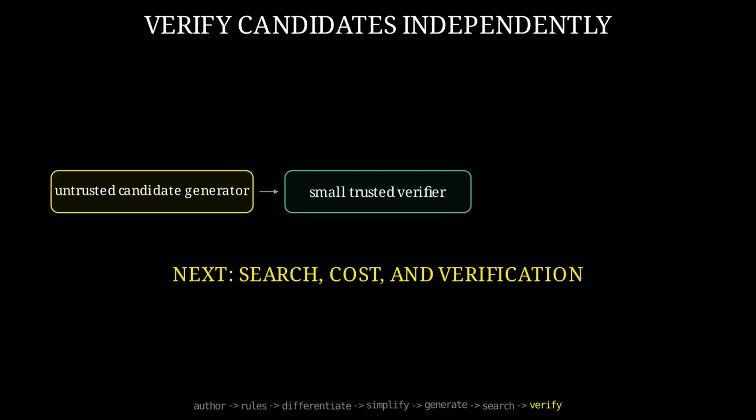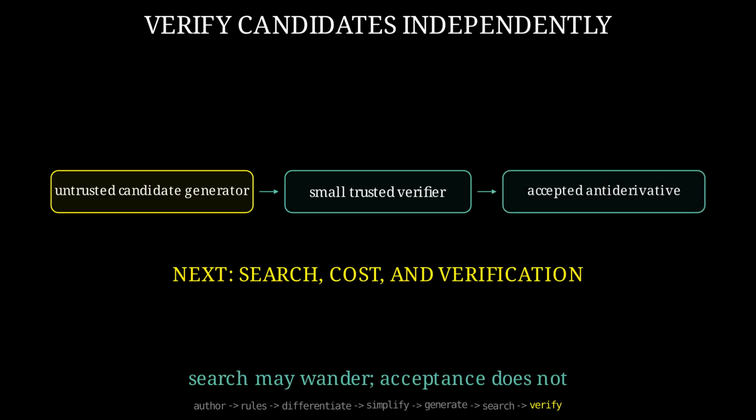Next, we reverse selected rules. Expose all the alternatives they create, assign costs, search a bounded frontier, and send every promising result through this independent differentiation loop before accepting it.